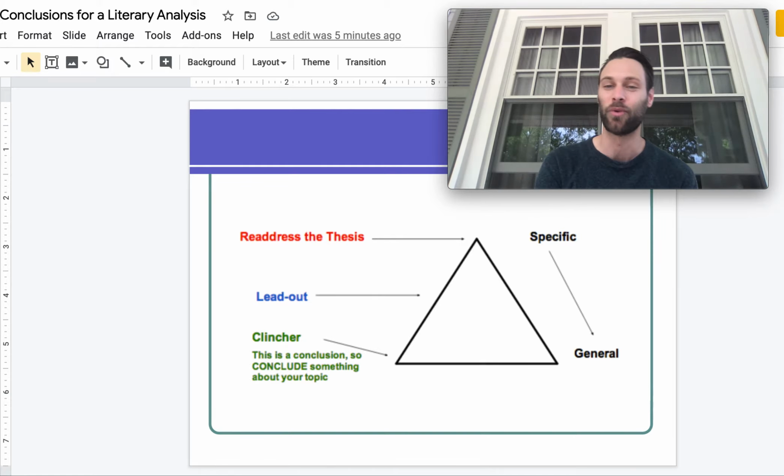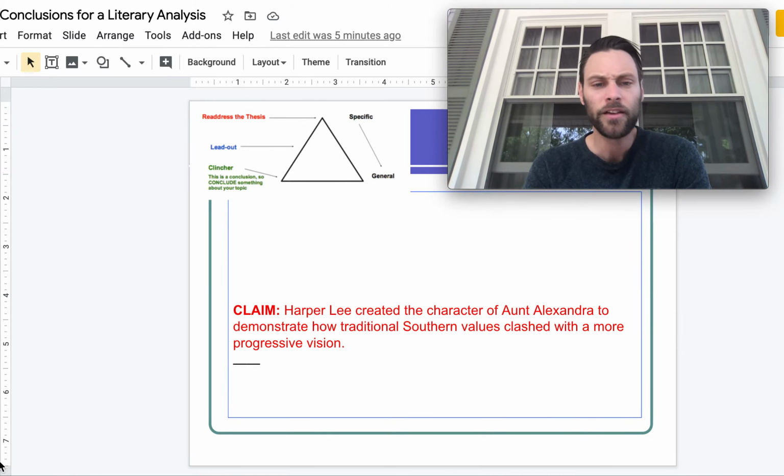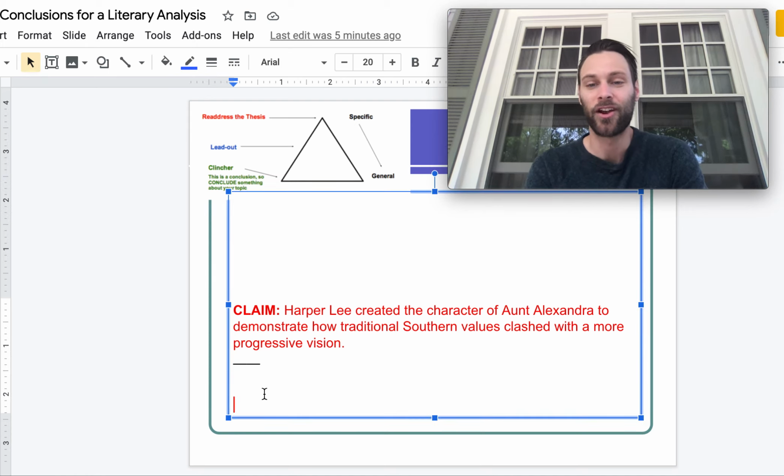So I want to give you an example of what that looks like for my Aunt Alexandra paper that I've been writing with you. So here's my claim. Harper Lee created the character of Aunt Alexandra to demonstrate how traditional Southern values clashed with a more progressive vision. All right, so I want to start specific again and then broaden out. I don't want to copy and paste. Let's not take the easy way out. But at its core, I still want to capture this idea of Southern values clashing, right? That was my key word for my introduction that I brought up to the top, that idea of clashing ideals. So I want to be thinking about that, as well as Aunt Alexandra and Harper Lee, because we're staying specific.